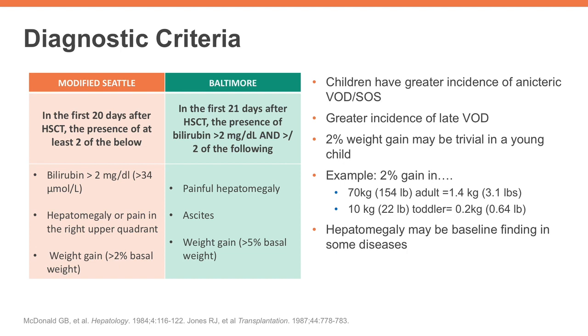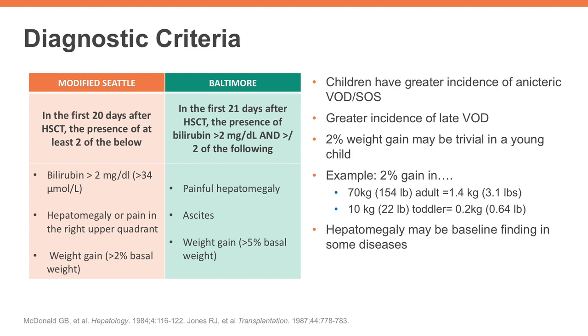In addition, there's a greater incidence of late VOD, so VOD occurring after day 21 in children. And so those children who have late VOD wouldn't meet these criteria as well. Additionally, a 2% or even a 5% weight gain may be trivial in a young child or may be attributable to simple things like hydration. So for example, a 2% weight gain in a 70 kilogram or 154 pound adult is a 1.4 kilogram weight gain or 3.1 pounds, which may be clinically significant.